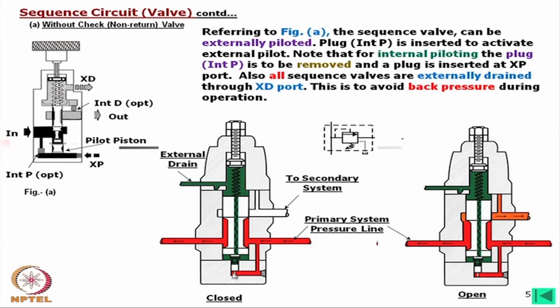When this pressure reaches a certain level, so that it can move through this, there will be a little opening and external drain will start, flow will begin, pressure will drop here, then this will open. So, this is the open position. When this is opening, then oil is going to this side. It might be a secondary circuit.